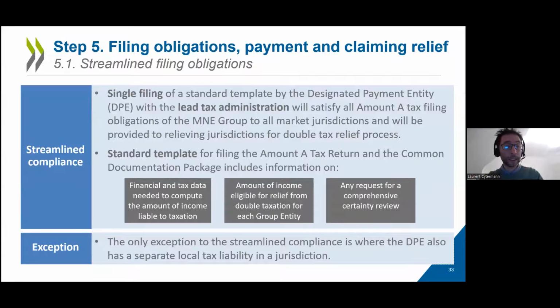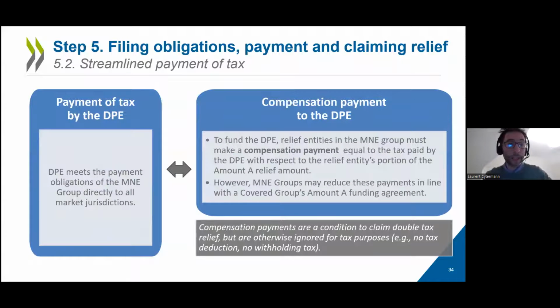And so in this case, there will also have to be a separate filing in this jurisdiction, but this is only in the case where the company already has a filing obligation in this jurisdiction. So in a way, it is not a new obligation. So now moving to the payment, which is on the next slide.